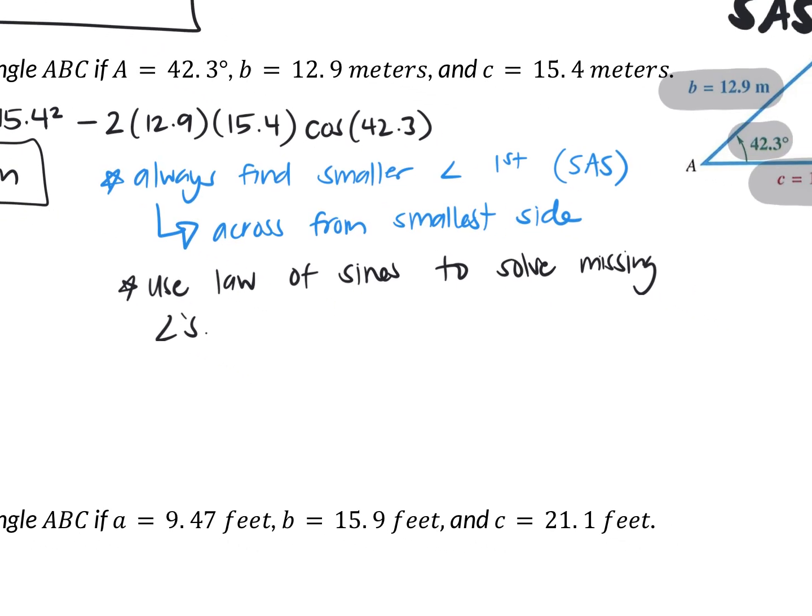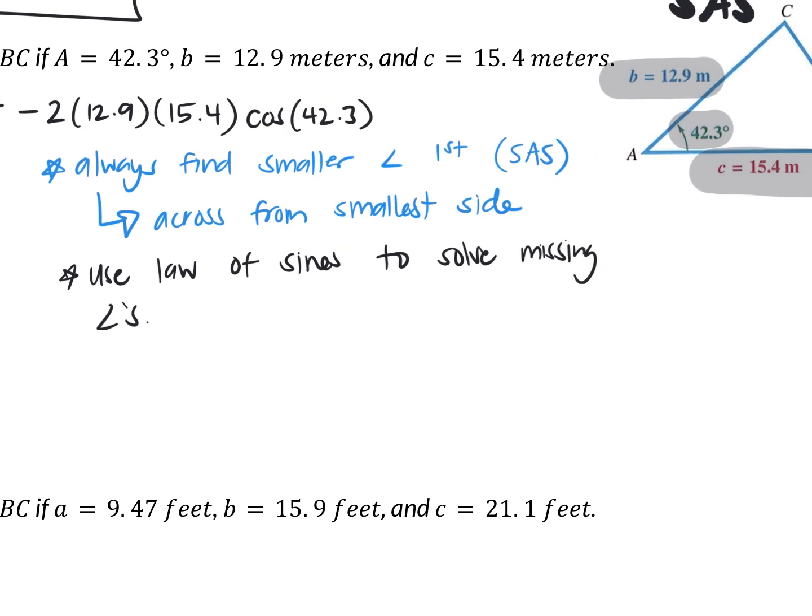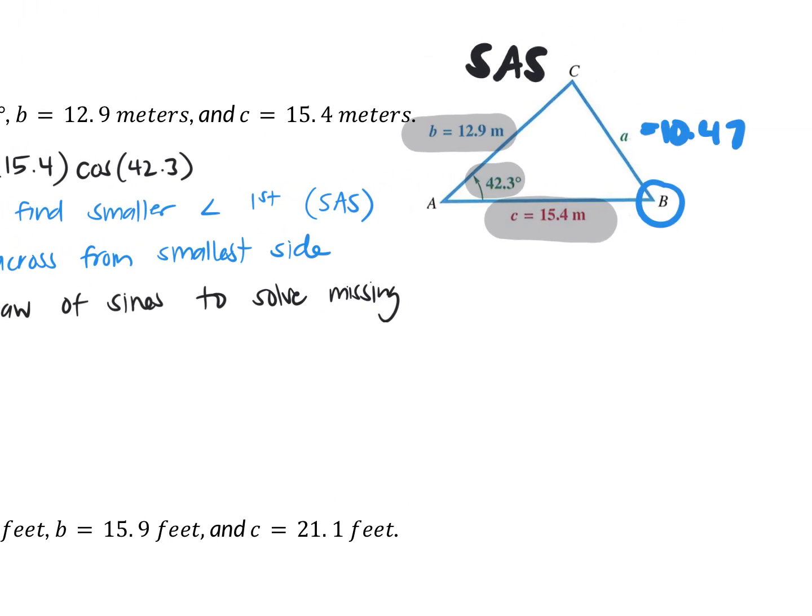So let's go ahead and set this up here. We've got sine of A, which is 42.3, divided by my side length of A, which is 10.47, is going to equal sine of B divided by 12.9. Now, if I solve for B, can I find C pretty easily? Yeah, by subtracting from 180. So from here, I don't need to set up my third proportion because I just want to solve for one of these missing angles. So let's go ahead and cross multiply here.